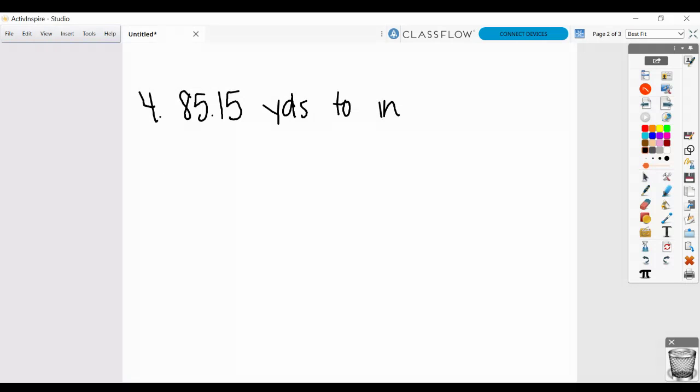Okay, so I'll go ahead and do number 4. It's 85.15 yards to inches. So when you look at your conversion factor, you don't have yards to inches. So you need to go from yards to feet to inches. So again, you're going to have 2 conversion factors. So you can start at 85.15 yards.